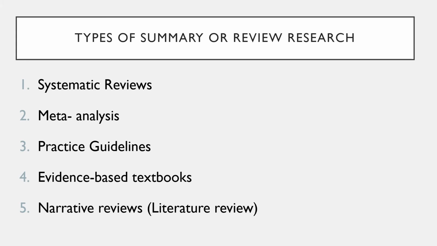The types of summary or review research are systematic reviews, meta-analysis, practice guidelines, evidence-based textbooks, and narrative reviews or literature reviews. And those are a little bit different depending on what you are looking at, how you are looking at things, but don't worry too much about that right now. For the most part, just consider narrative reviews and literature reviews to be basically the same thing.